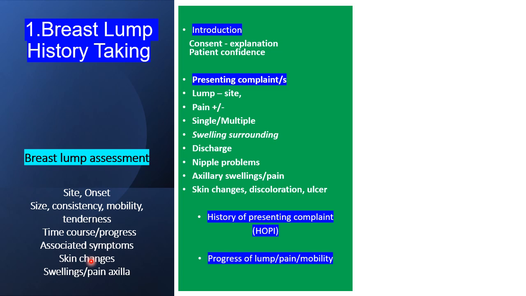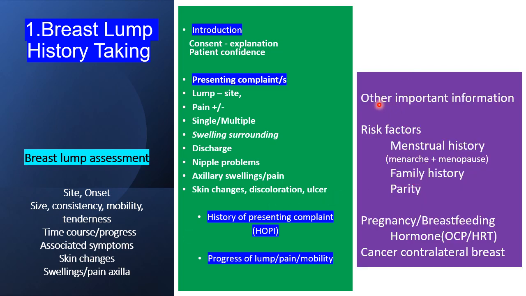Now, as far as the breast is concerned, there are other important things in the history that you must consider. The risk factors for breast cancer. Okay, menstrual history, especially age of menarche and the menopause. Family history of breast cancer. Parity of the patient. Pregnancy and breastfeeding history. History of taking hormones, especially contraceptive pills and hormone replacement therapy for menopausal women. And the other one is history of breast cancer in the contralateral breast. So these are all very important risk factors that you must get information about from the patient.